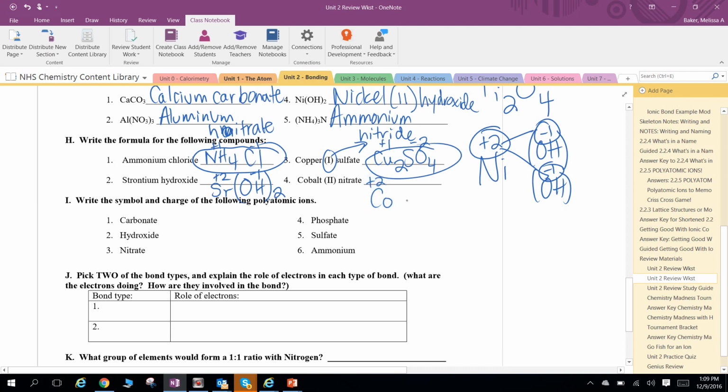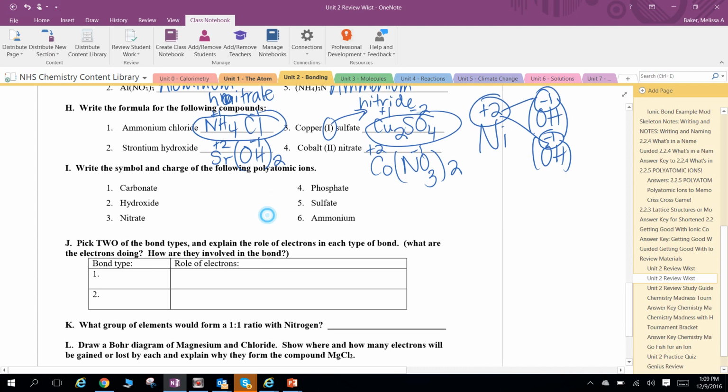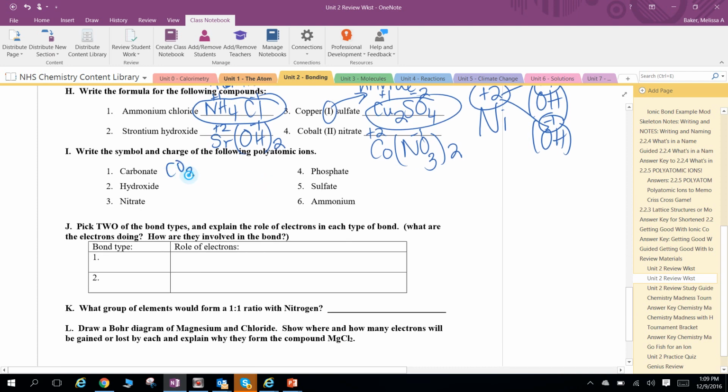Cobalt here has a +2 charge. Nitrate has a -1, so this would be Co(NO3)2. These are just the polyatomic ions, again, that you needed to memorize. You can find these lists in many places in your notes, but here they are again for you. Get pretty good at writing them out once you've done it a few times.